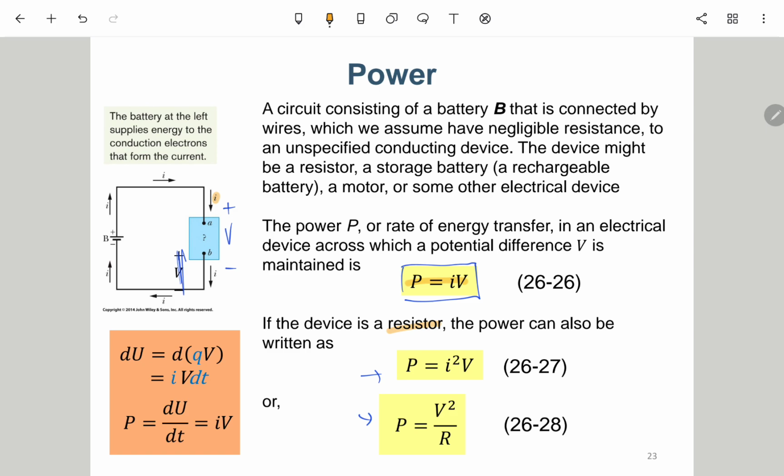Here, if you plug in V equals IR, this one should be I squared R. As you can see, with an R there, it can only be applied for the resistor. And similarly, if you plug in I equals V over R, then you will get V squared over R for the power consumption of a resistor.